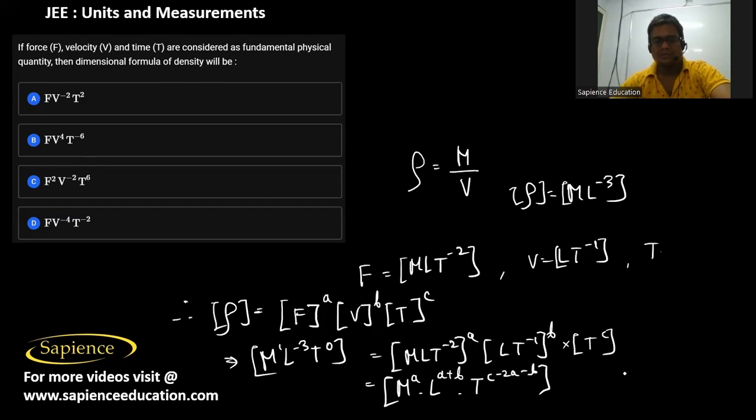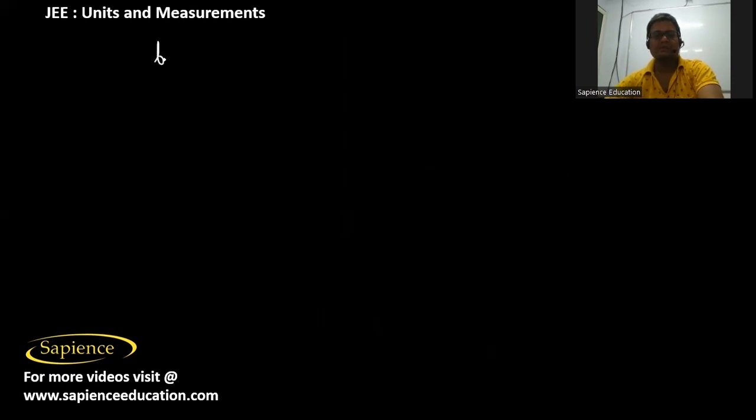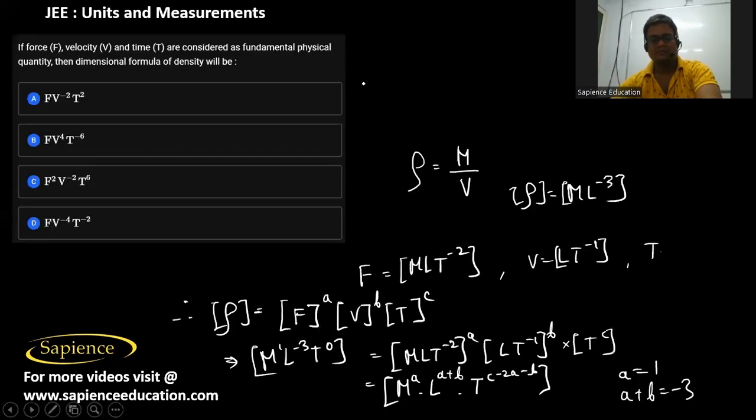So from here you can say A will be equal to 1, and A plus B will be equal to minus 3. So B will be equal to minus 3 minus 1, that is equal to minus 4. And C minus 2A minus B is equal to 0. So C will be equal to 2A plus B. So 2 into 1, B is equal to minus 4, so 2 minus 4, that is equal to minus 2. So C is equal to minus 2, B is equal to minus 4, and A is equal to 1.